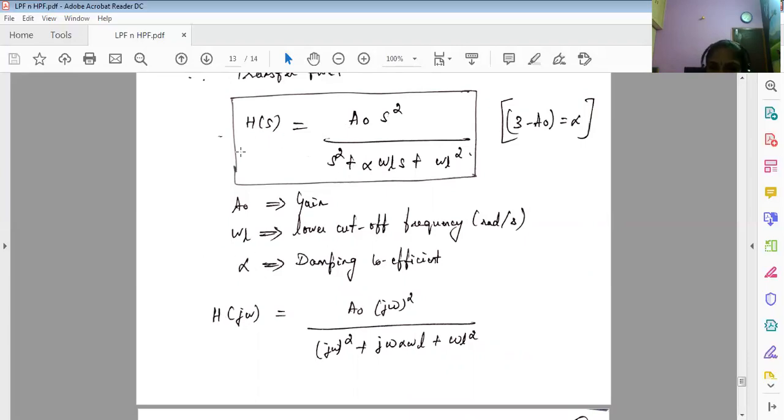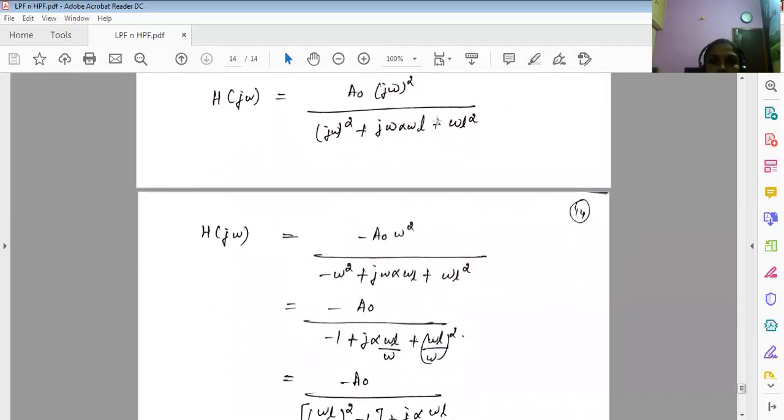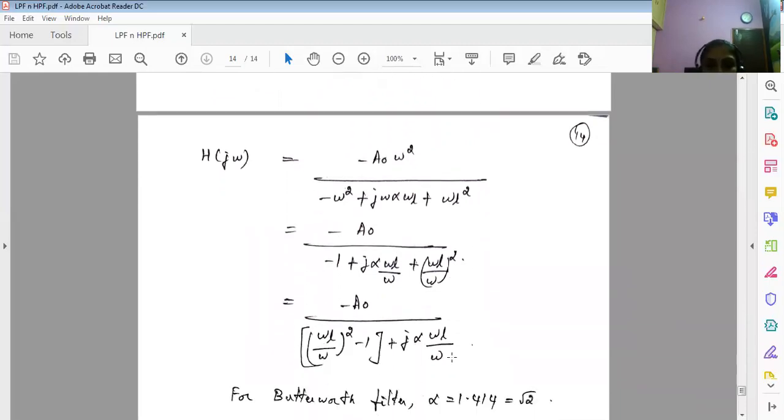So what I'm doing is substituting S as j omega. So you'll be getting A naught (j omega) whole square divided by (j omega) square plus alpha omega L (j omega) plus omega L square. Here j square will become minus 1, and here also j square will become minus 1. So I'm rewriting this as minus A naught omega square divided by minus omega square plus j alpha omega L omega plus omega L square. So moving this omega square to the denominator, minus A naught divided by minus 1 plus j times alpha omega L by omega plus (omega L by omega) the whole square.